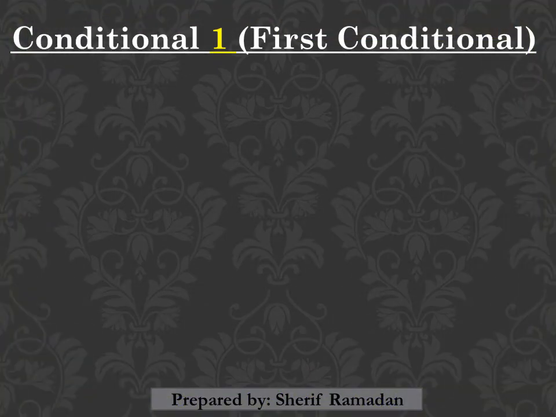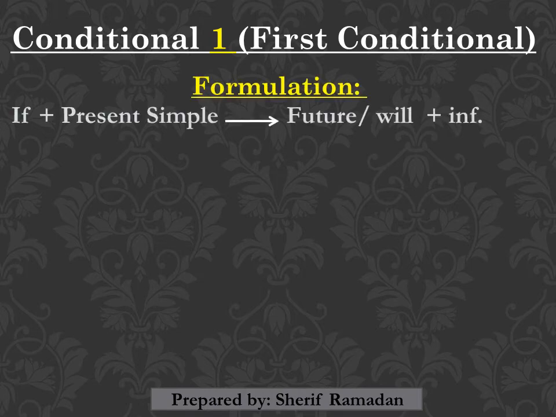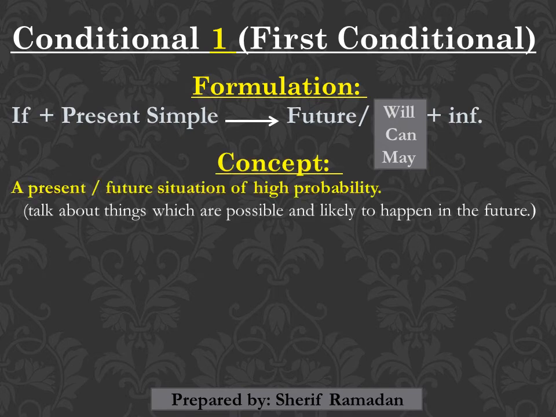Now, let's look at the first conditional, the formulation. If plus present simple, and the consequence clause will be will, can, may, plus infinitive. The concept: it refers to a present, future situation of high probability, or to talk about things which are possible and likely to happen in the future.